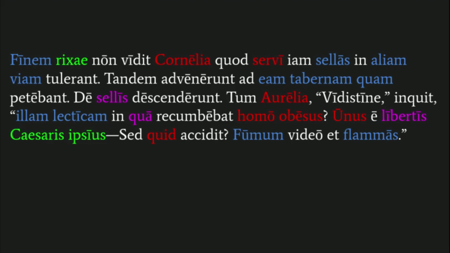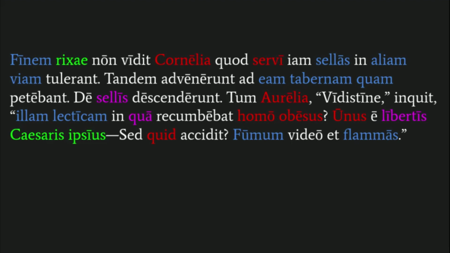Again, it's demonstrative, so she's talking about something that's far away from her. In qua, in which, again, a relative pronoun, because you're about to describe the lectica. It's not just any litter, it's the one in which the homo obesus, the fat man, recumbebat, was reclining, right? So in qua here is just a normal relative pronoun. The relative clause is giving you more information about the lectica. Then you have unus e libertis Caesaris ipsius, and then she gets interrupted.